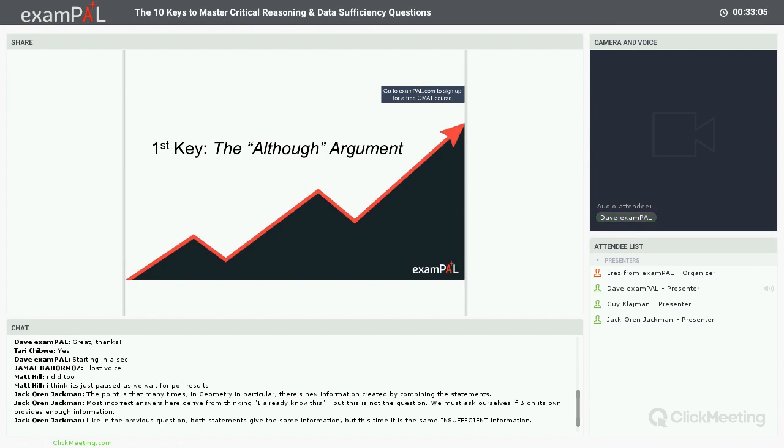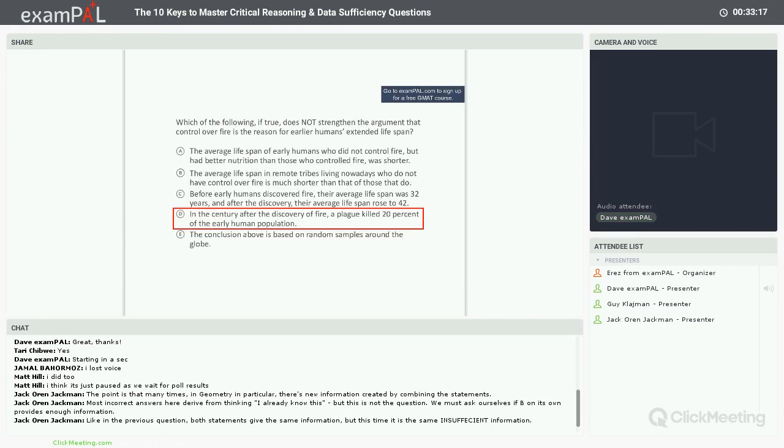The first key we call the although argument. And this is actually the toughest argument for most students. But once you do master this argument, you're going to be able to solve some of the toughest questions. So let's get started with the question, which is taken from our Intro to Critical Reasoning lesson.